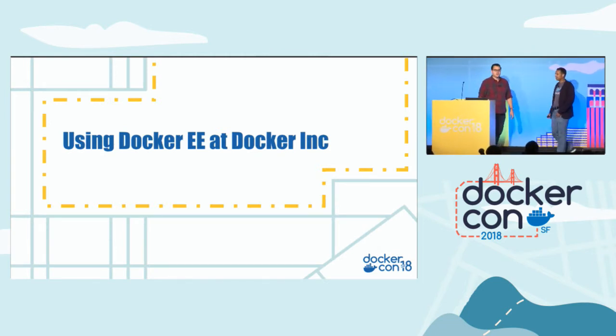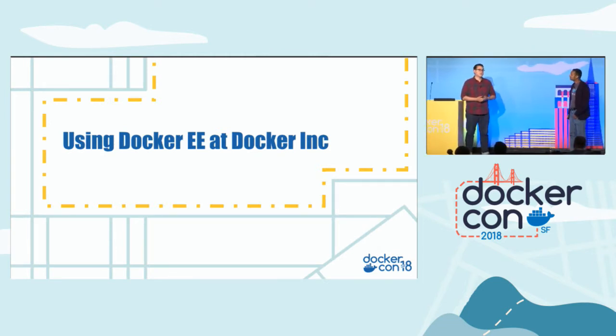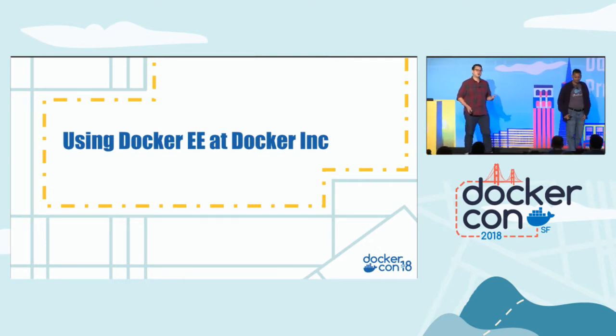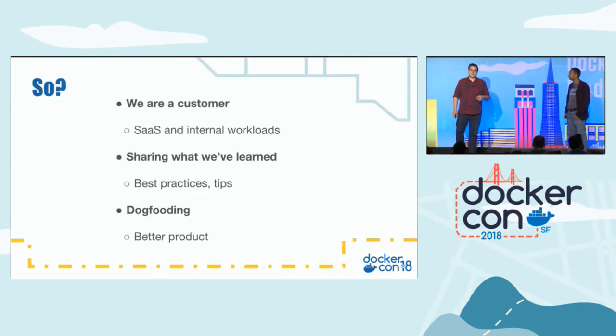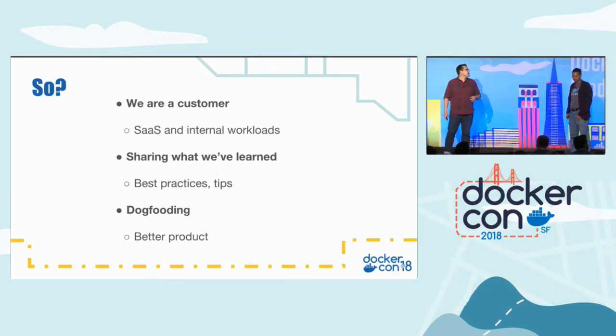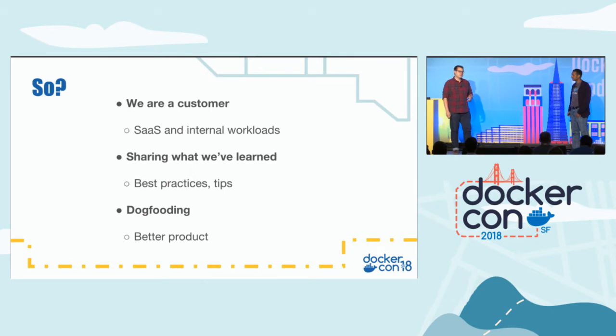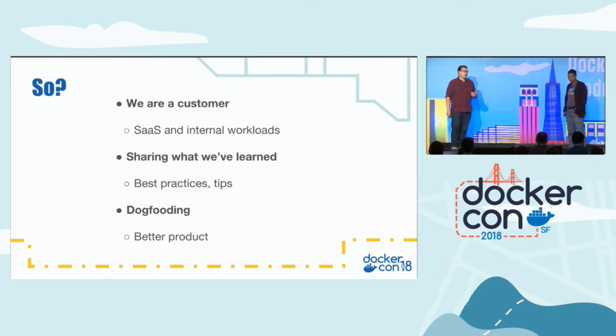Cool. So basically, the whole point of this talk is talking about how we use Docker Enterprise Edition at Docker to run all of our infrastructure. Why is that actually interesting or important? So the first thing is we are the first customer that uses this product. We run all of our SaaS and internal workloads on this. We get the bits before everyone else. We actually have to run it before we can push it out to customers.